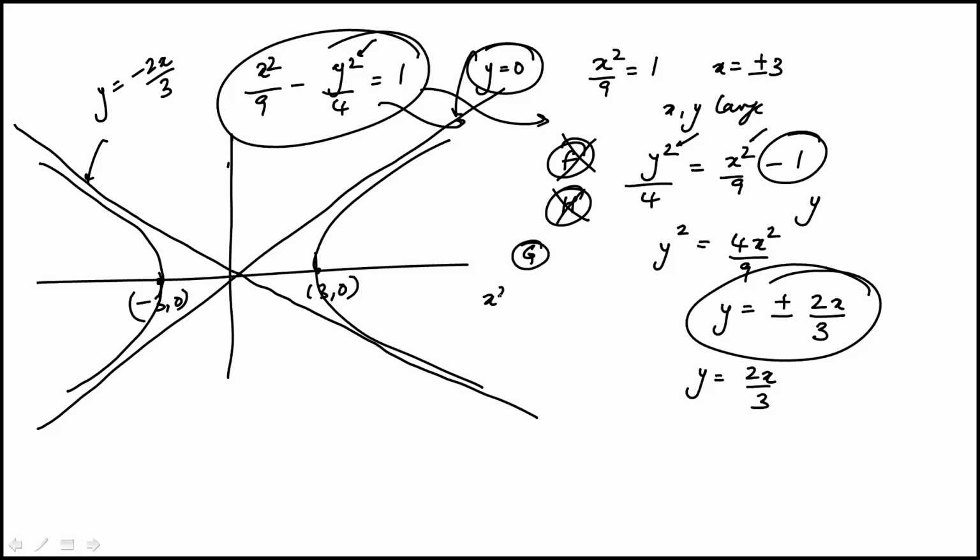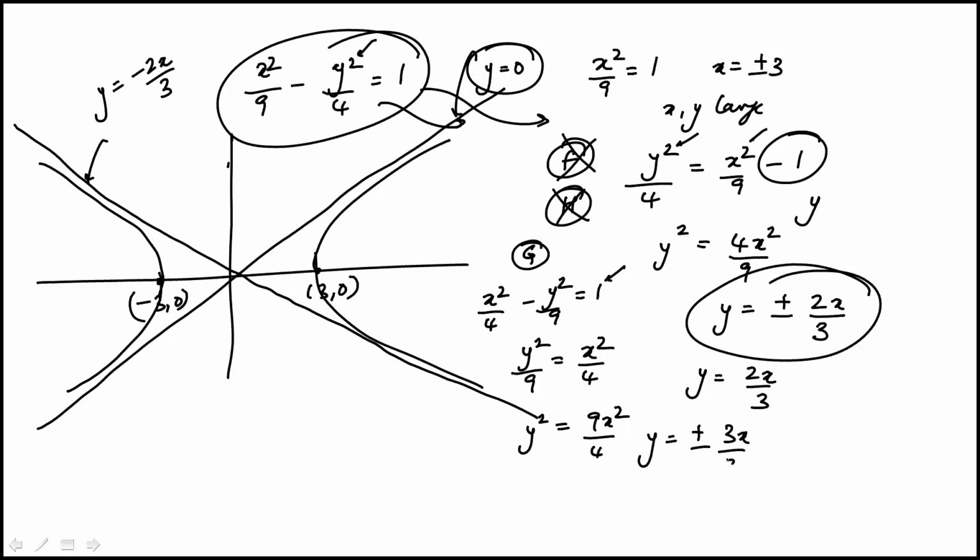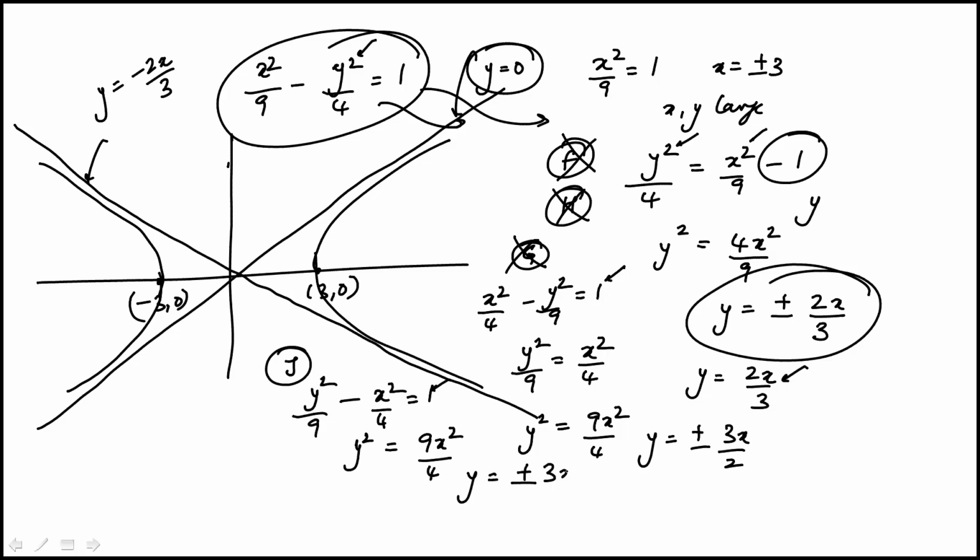So if you start with G, all you have to do is get rid of that 1 and see what the corresponding asymptotes would be. 9x squared over 4. In this case, they will be plus or minus 3x over 2, which is not the same as that. So G is out. And then next we look at J, y squared over 9 minus x squared over 4 equal to 1. Again, we get rid of 1 and we get 9x squared over 4. And again, you'll see the asymptotes here are the same as G. So that one is out.